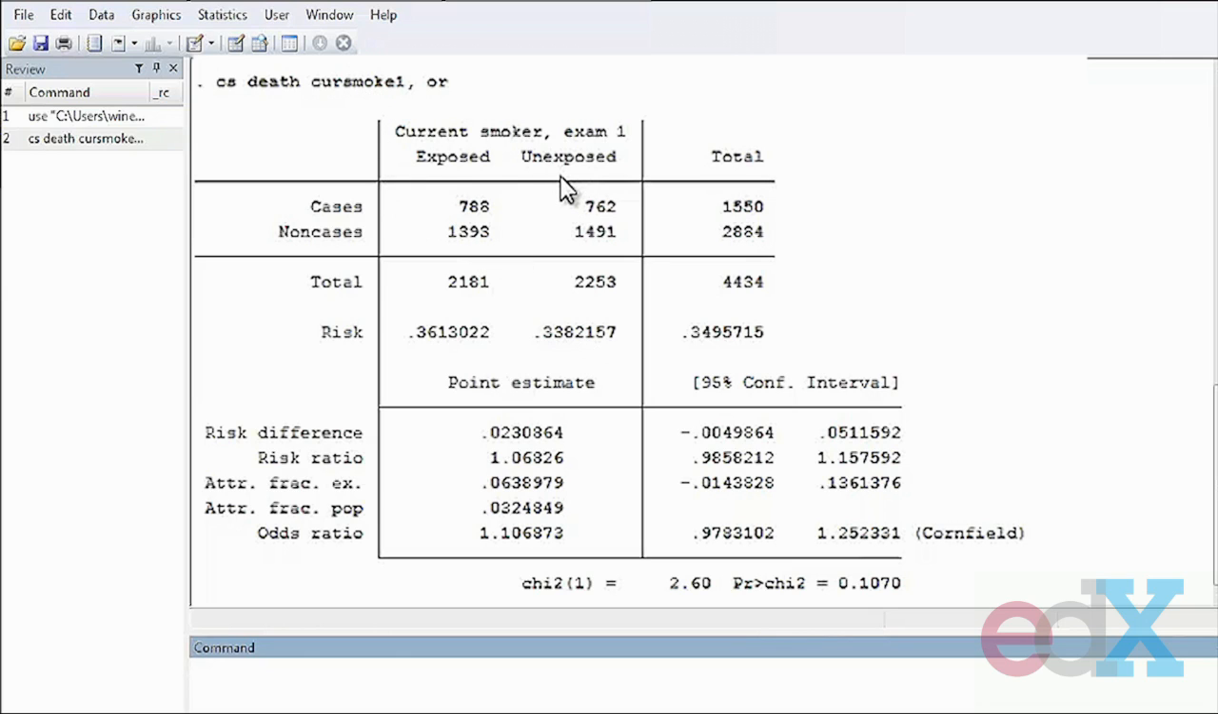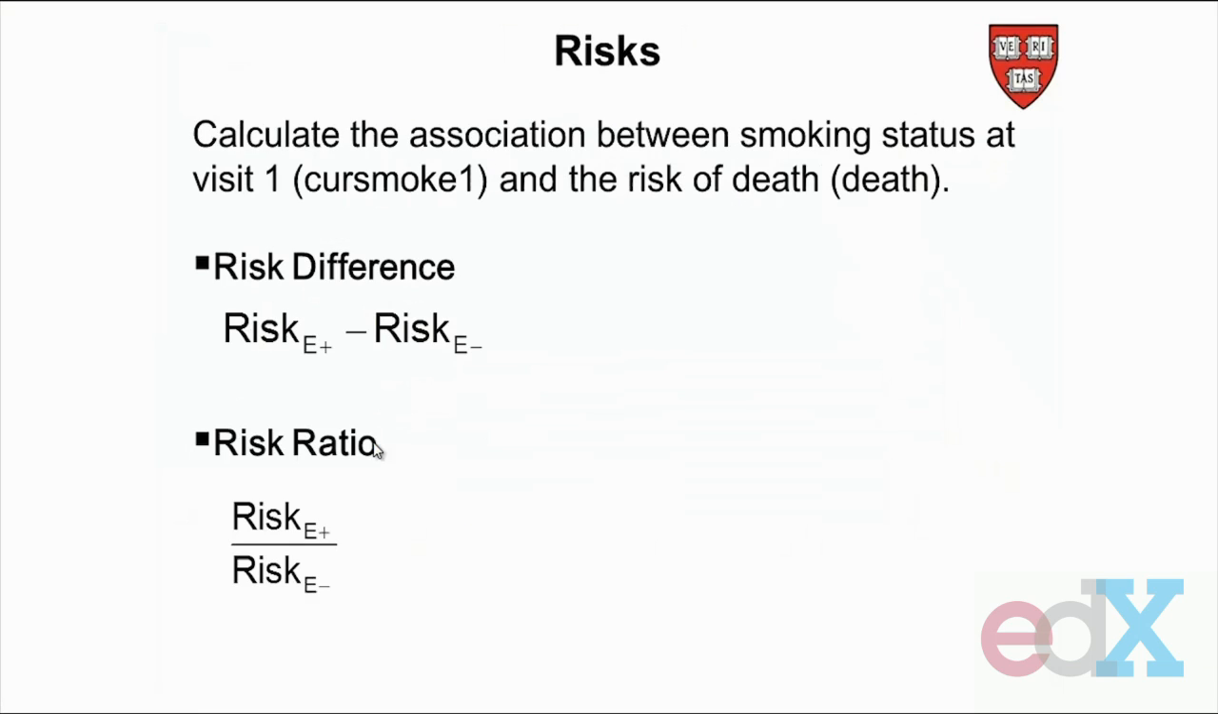And STATA provides two different values. It gives you your risk difference of 0.023 and our risk ratio of 1.07. And as you'll recall, our risk difference is the risk in the exposed minus the risk in the unexposed. So the 0.36 minus the 0.34 gave us a value of 0.023. So there was a 2.3% excess risk of death among smokers compared to non-smokers over the 24 years of follow-up.